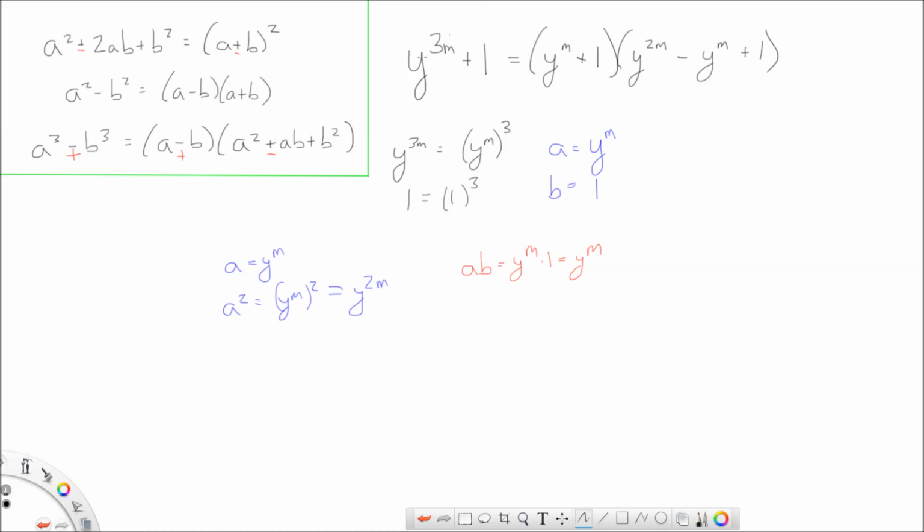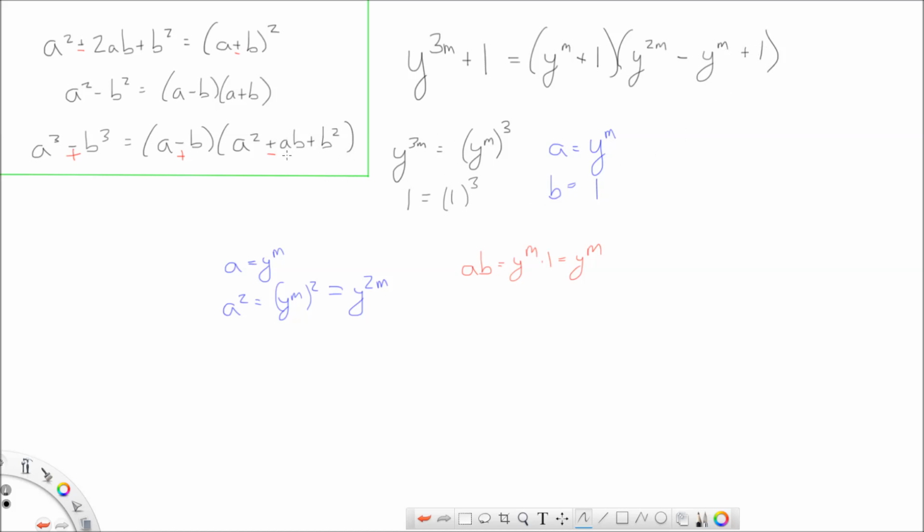So be careful when you're factoring these difference or sum of cubes. Make sure you get your signs right. But once you find out that they are perfect cubes, figure out your a. That's going to be the thing you cube to get your first term. So here it is y to the m. B is going to be the thing you cube to get your second term. Here we had 1 cubed is 1, so our b is 1. And then you just plug into this formula. We're on the bottom because we have a plus, so we have a plus b. That's simple. And then just be careful when you're doing this middle step: a squared, we get y to the 2m, ab is just y to the m, and b squared is 1.